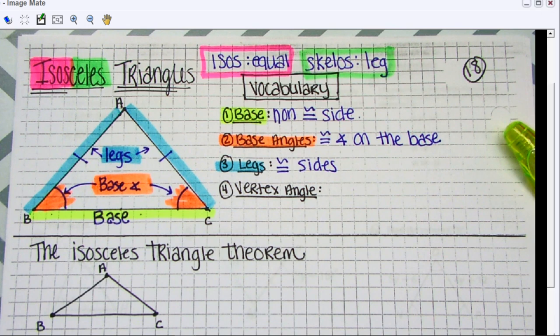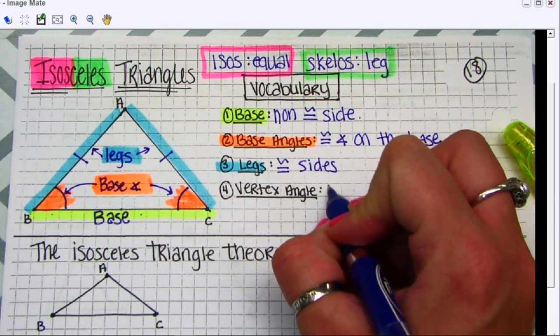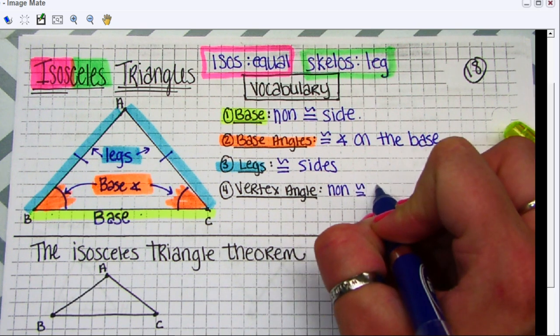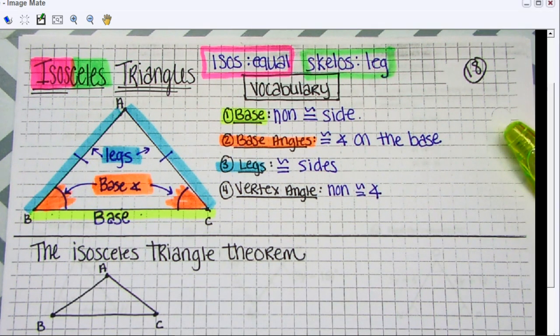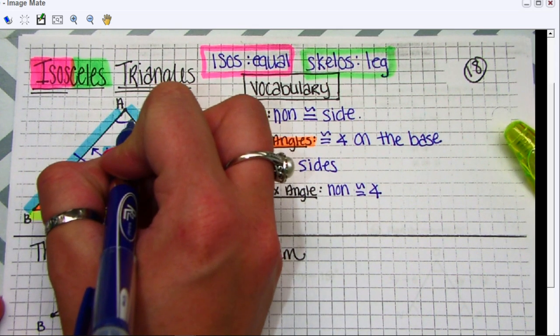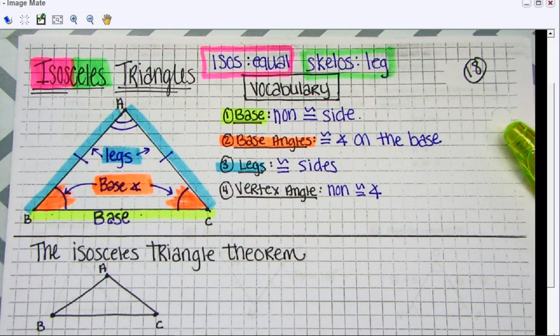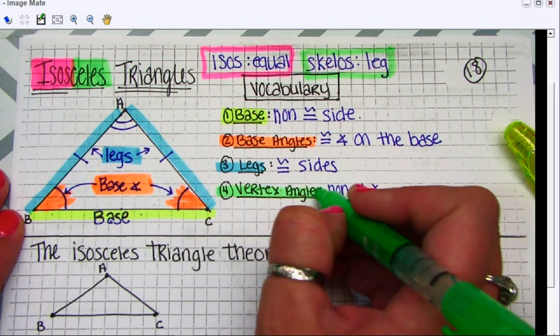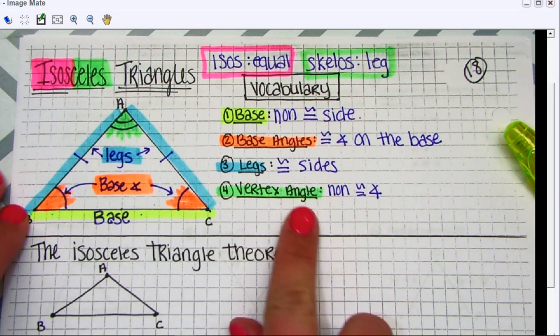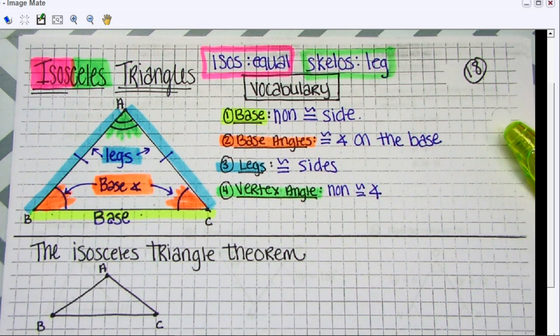Okay. That leaves us with the very last angle. And that last angle is called a vertex angle. The vertex angle is the non-congruent angle. It's the angle that doesn't equal the other two. So isosceles triangles will have two equal angles and then one that's not equal to anything. And in this case, it's called the vertex angle. So I'm going to put two curves here because we already put one curve for base angles. So this is the vertex angle. Notice how there's only one of them. One vertex angle.